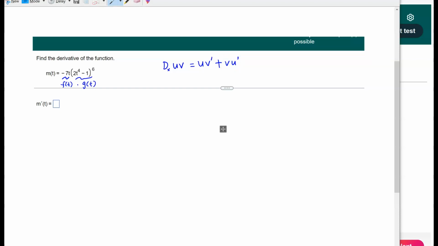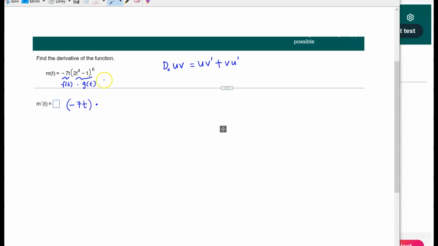Multiplication is commutative, so it doesn't matter which one you do first. So using that formula and applying that here, to find the derivative of m with respect to t, or m prime of t, that is just equal to: copy the first factor first, so copy negative 7t, just enclose that in a parenthesis. So you know that that's a factor, or that's one function, times the derivative of g of t, so times the derivative of 2t to the 4th minus 1 quantity to the 6th power.